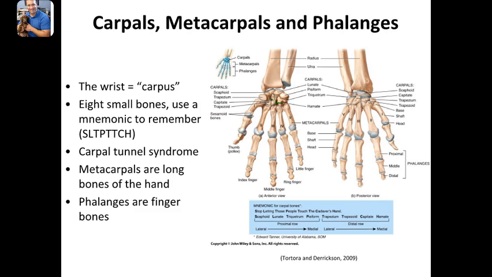I mentioned the mnemonic "some lovers try positions that they can't handle." That stands for, from the thumb side, the scaphoid, the lunate, the triquetrum, and that bone that we palpated in lab called the pisiform. Some lovers try positions. That, trapezium. They, trapezoid. Can't, capitate.